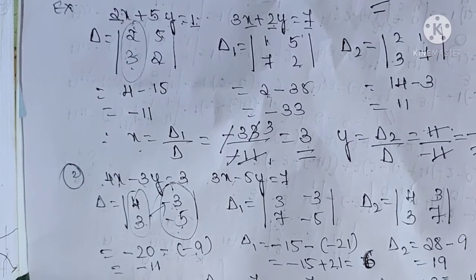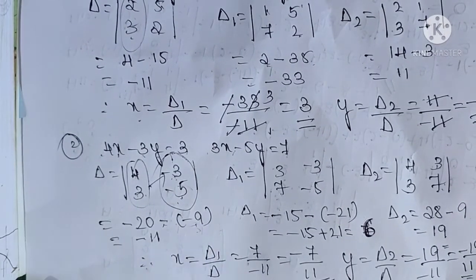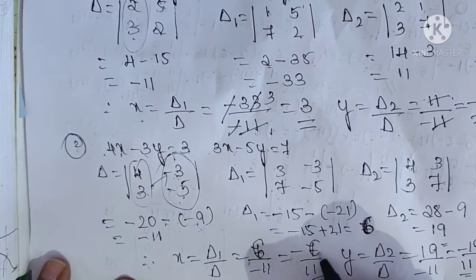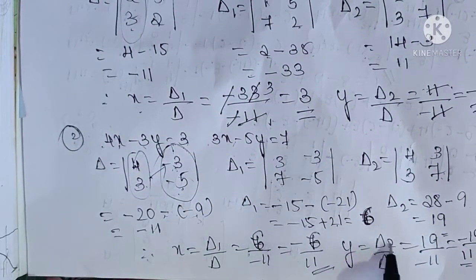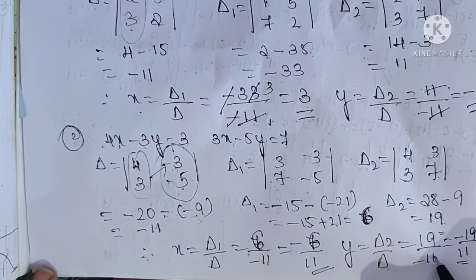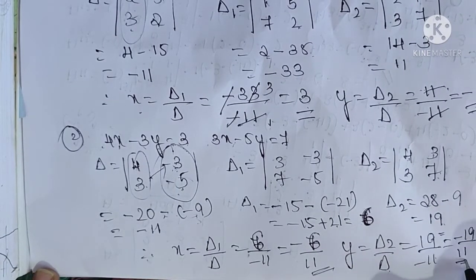Therefore, x equals delta 1 by delta, that is 6 divided by minus 11, that is minus 6 by 11. y equals delta 2 by delta. Delta 2 value is 19. 19 by minus 11 is minus 19 by 11.